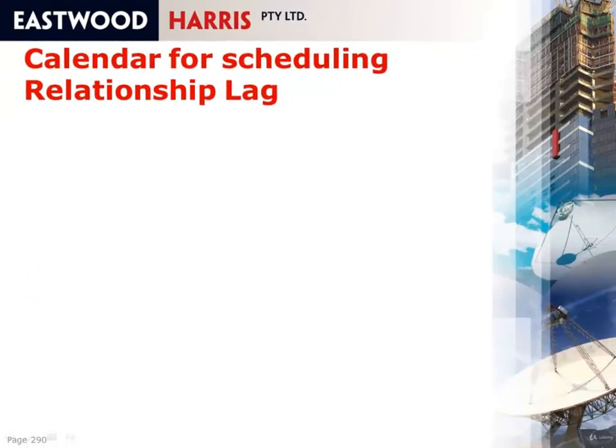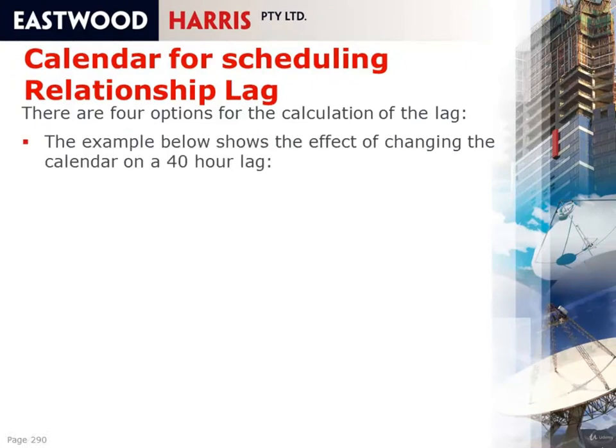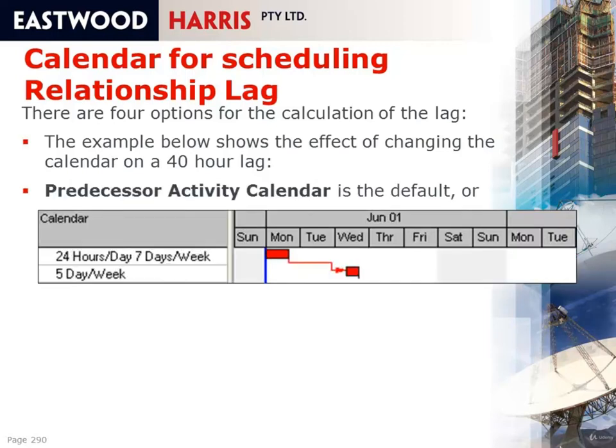Calendar for scheduling relationship lag. There are four options for the calculation of the lag. The example below shows the effect of changing the calendar on a 40-hour lag. So the predecessor activity is on a 24-hour-a-day calendar, the successor is on a 5-day-a-week calendar, and therefore you see a 40-hour lag will go from Monday afternoon through to sometime Wednesday morning.